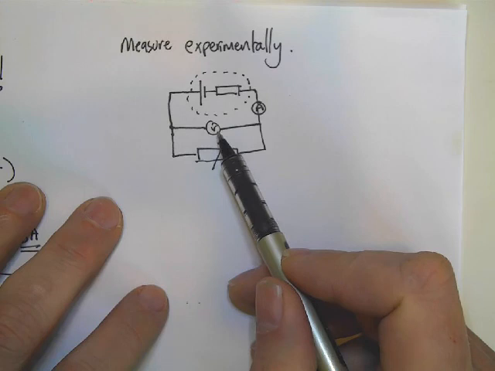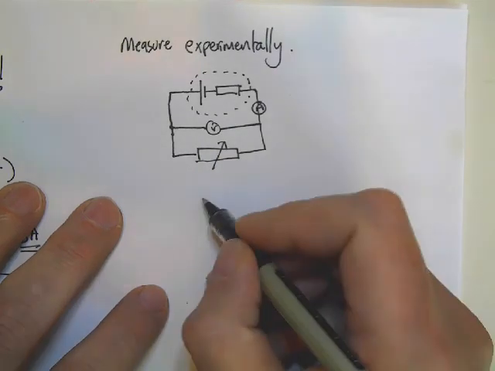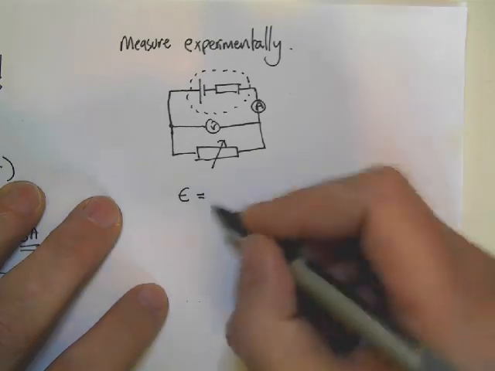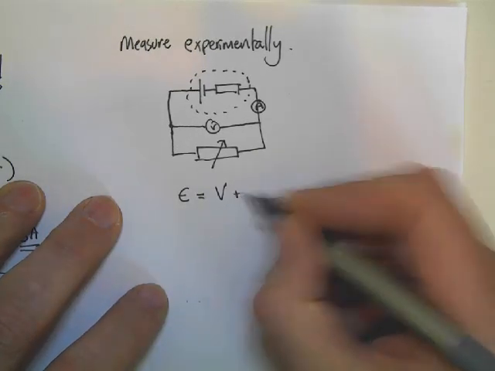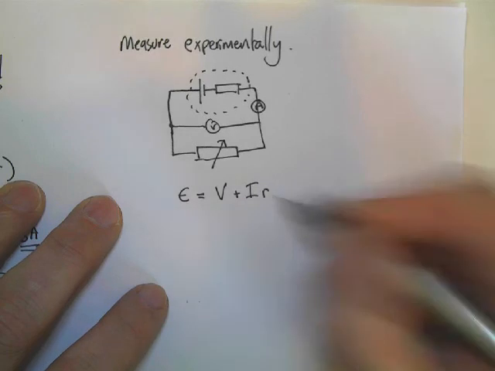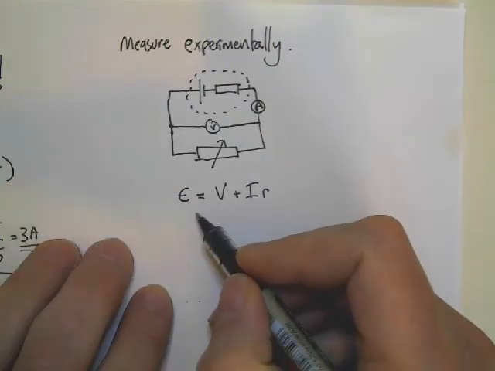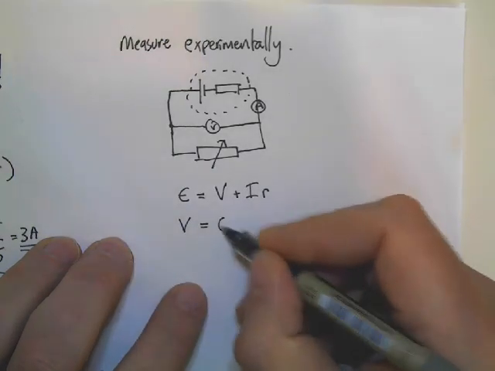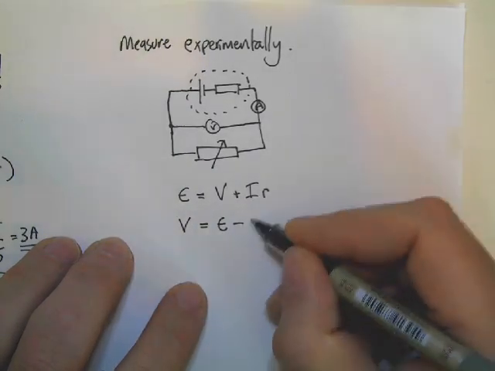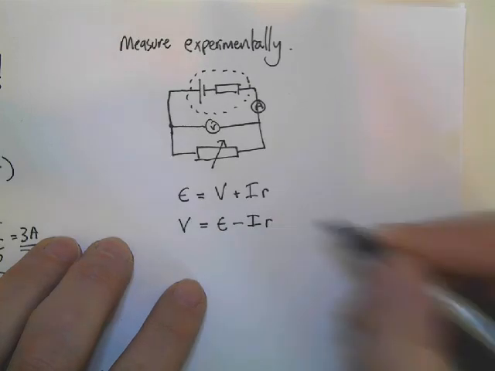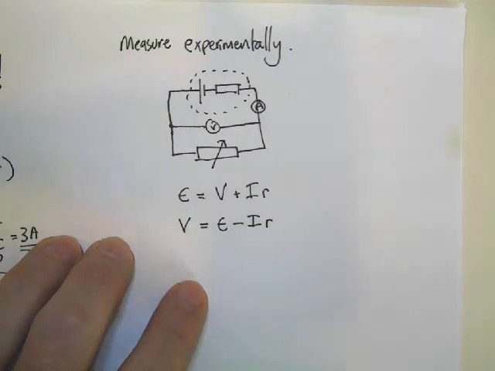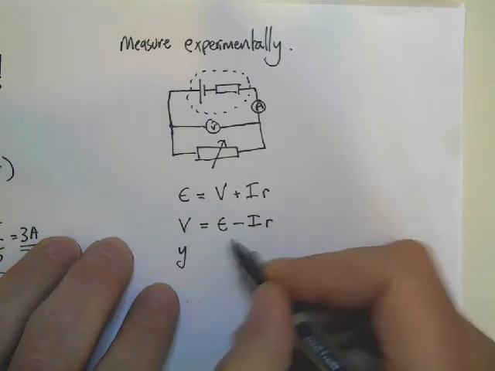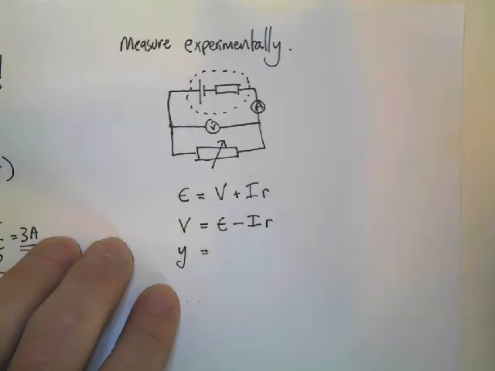Now, this experiment is unusual. We do not really care about the resistance of this. This is just to give us a range of different values of the current and the terminal potential difference. And we're going to use this equation. EMF equals V plus Ir. So if we rearrange that, we get the terminal potential difference is the EMF minus the current in the circuit multiplied by the internal resistance.